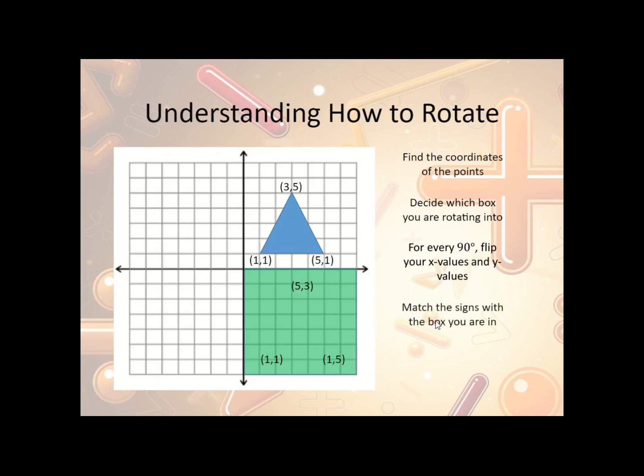And then we need to match the signs with the box that we're in. So over here, we have positive x's and negative y's. So we're going to change all of our y's to be negative. So 1, negative 1, 1, negative 5, and 5, negative 3. And then we can plot our points and just draw it in. And notice this should be the exact same triangle, just spun around into this box here.